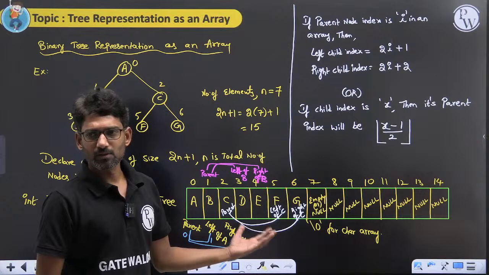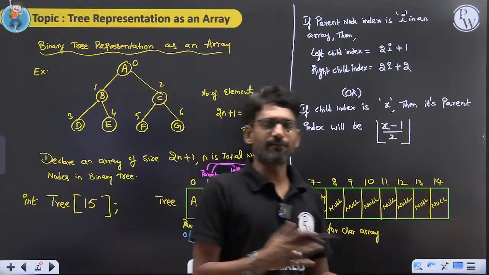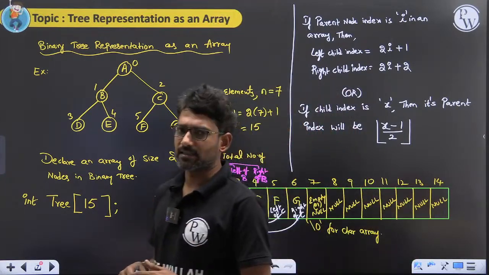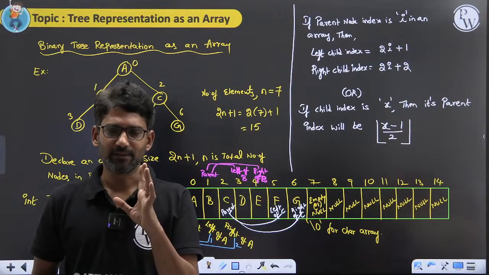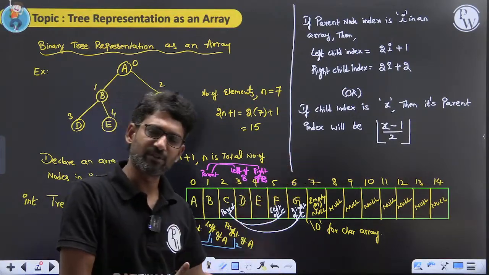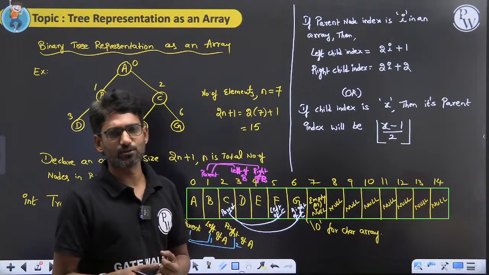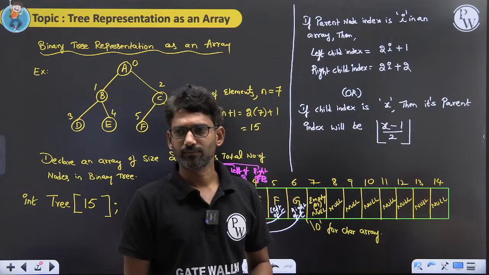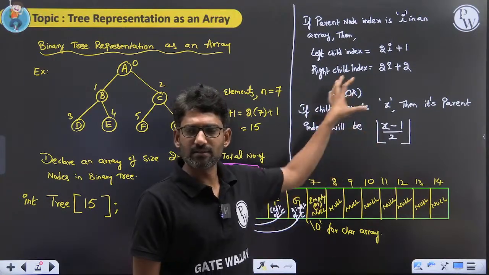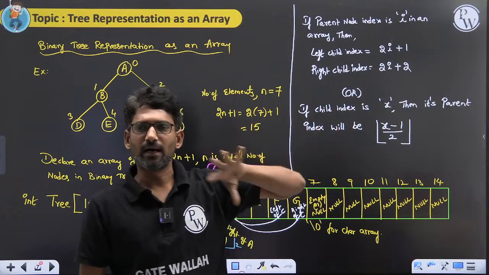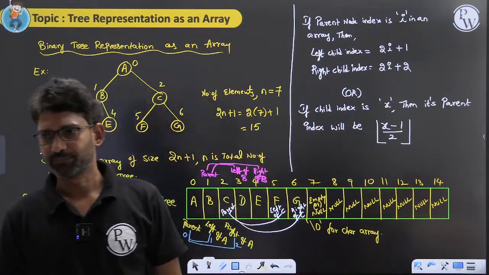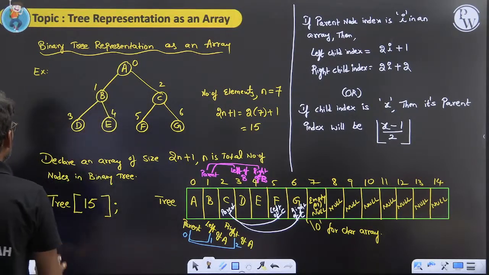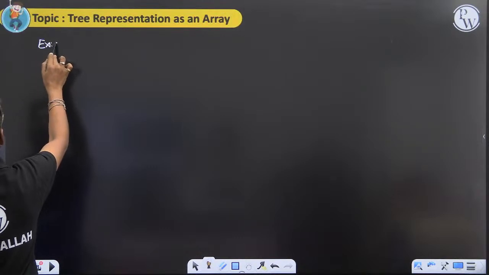So if the parent index is known, its left and right child indices can be found. If the child index is known, because there will be only one parent, whether it is a left child or right child, any child index being known, you can easily find its parent index. Do you people understand this? This is very, very important in the array representation of a binary tree. Right. Now, with one example, we will conclude with another example.